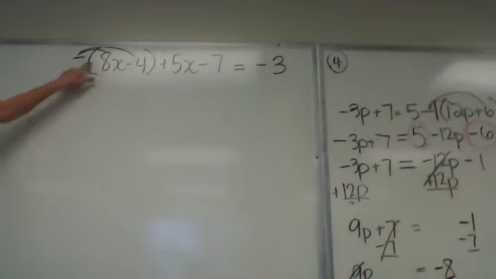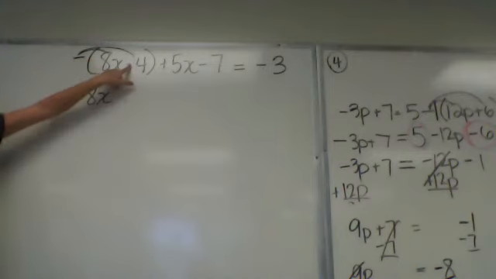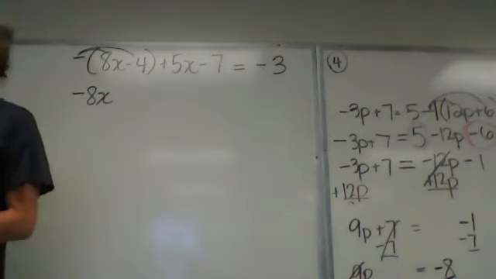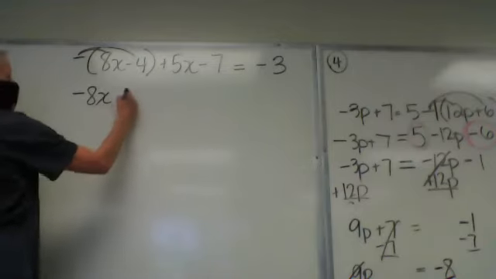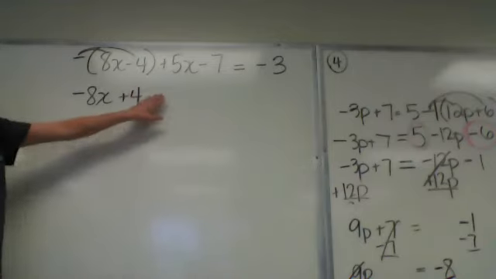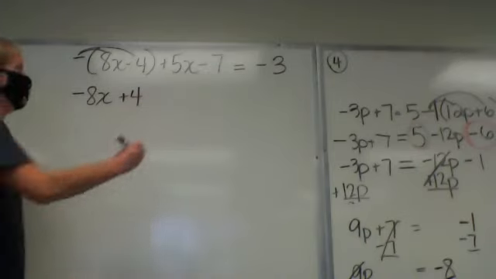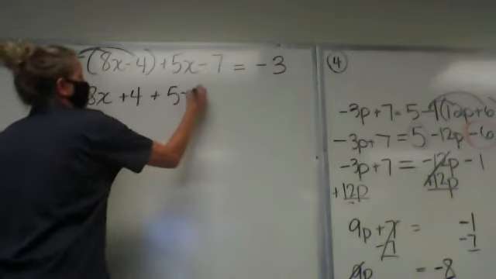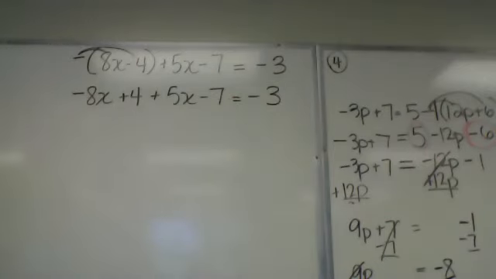So what is this 8x going to turn into? -8x. But what is this -4 going to turn into? +4. Good. Now, this is in the parentheses. I'm just going to drop it down. Just bringing it down to our level. So plus 5x minus 7 equals -3.